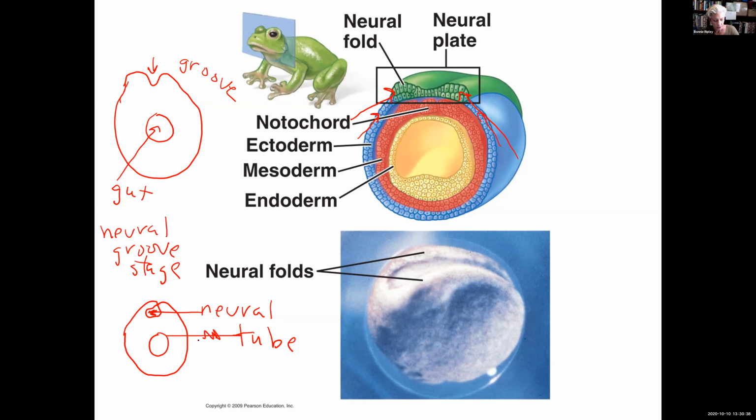Oops, and I don't know why this line just drew, I apologize. The neural tube, and this guy is still the gut, just like it is in that upper picture. All right, so we have slides that show this.